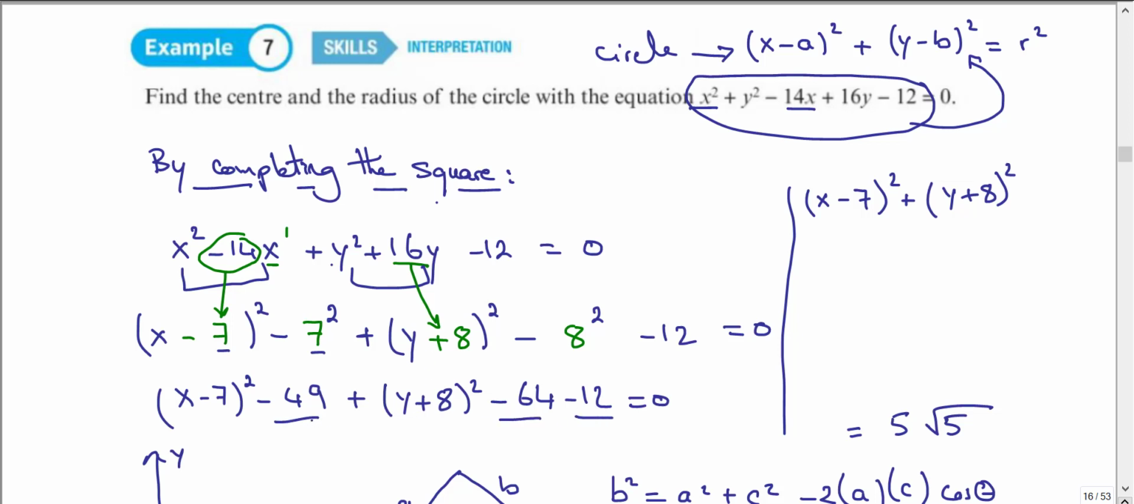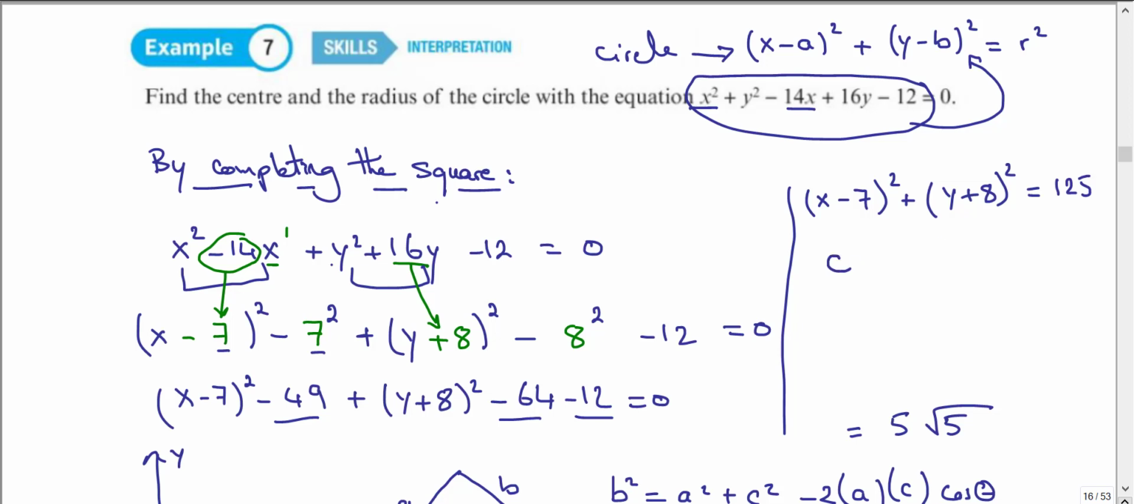Put this in the calculator. Negative 49, negative 64, negative 12. What's the answer? Wait one sec. Put it in the calculator. Negative 125. Very good. Negative 125. Move it to the other side. It will be 125. Right? Yeah. To the other side. It's 125.